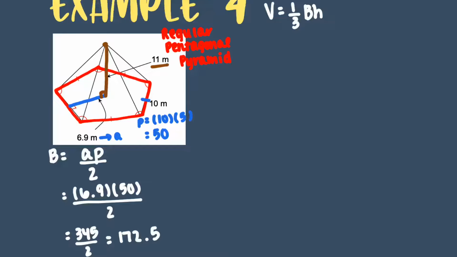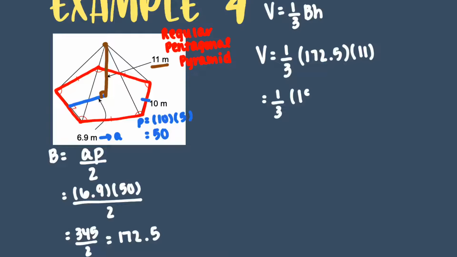So I can now find the volume of this pyramid. I take 1/3. I multiply it by the area of the base, which you just found, and it was 172.5. And then we multiply it by the height of the pyramid, which is 11. When I do my first step of 172.5 times 11, I end up with 1,897.5. The last step, of course, is you take that 1/3 and multiply it into the parentheses, or you can divide 1,897.5 by 3, and that gives you 632.5 for your volume, and your units of measure are meters cubed.